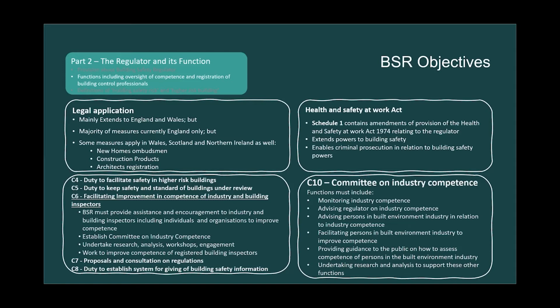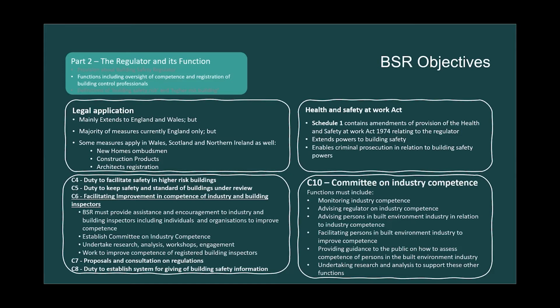Within the Act, Part 2 sets out the regulator and its functions, and it has a range of key duties and functions that it needs to comply with. The legal application of the Act is that it's primarily applied in England, but comparative measures will be applied in Wales. There are going to be differences with the way matters operate in Wales, but the simplest way to describe this, as I understand it at the moment, is that Wales will implement most of these measures, but it will not appoint a separate building safety regulator to undertake these functions.